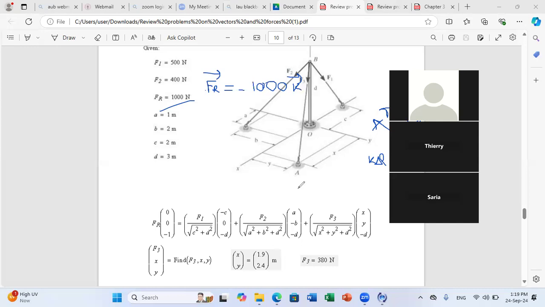So look, what you can do is simply to say the following. I will express F1 vector, I know it completely. F2 vector also, I know it completely. My only problem is with F3, and I have three unknowns with it. So let me put that F3 is equal to F3x i.